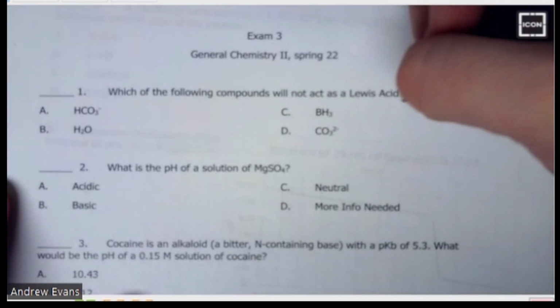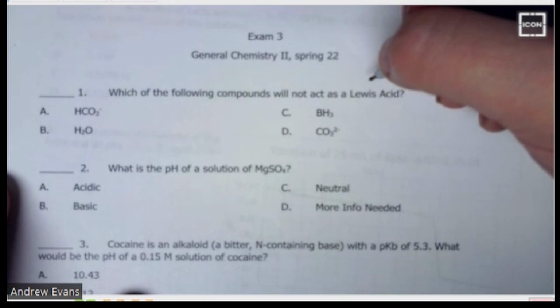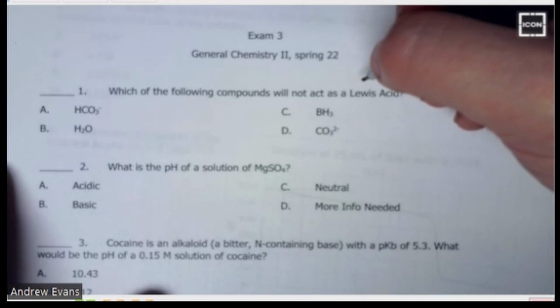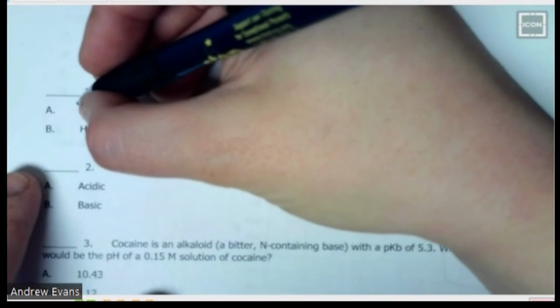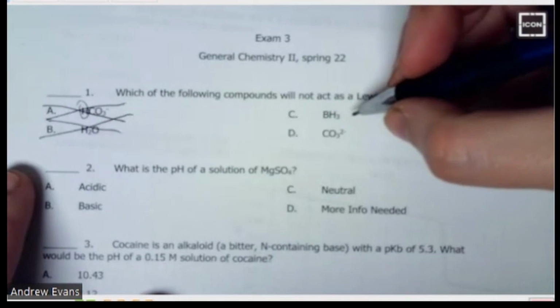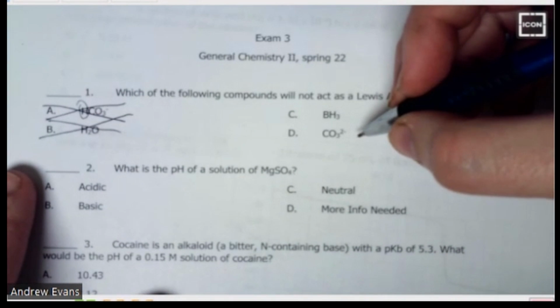The following compound would not act as a Lewis acid. If it would ever act as an acid at all, it is a Lewis acid. So right off the bat, HCO3-, it's an acid. It may be an incredibly weak acid, but it's an acid. Water can be both acid or base, so that's not the case. Left with BH3 and CO3 2-.